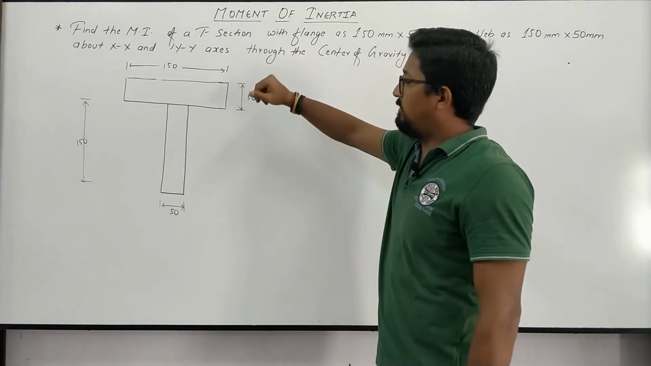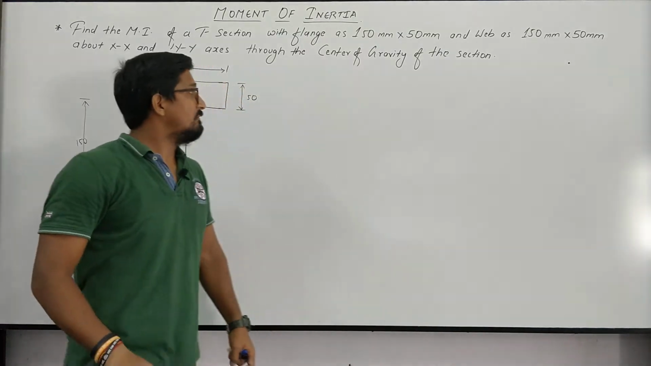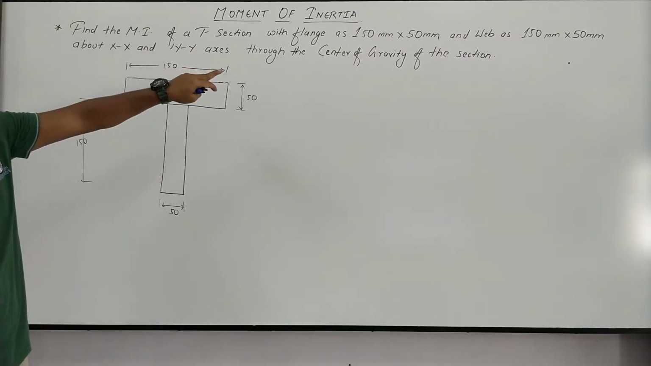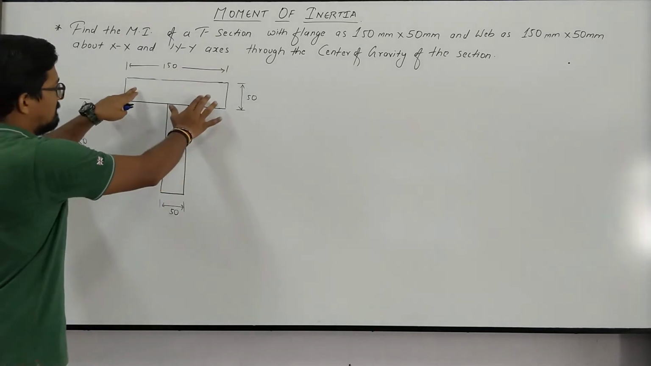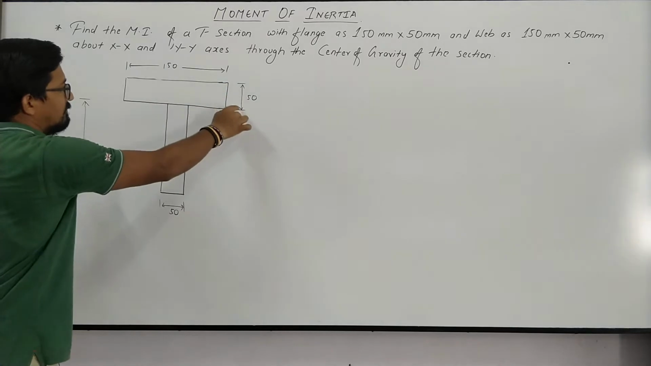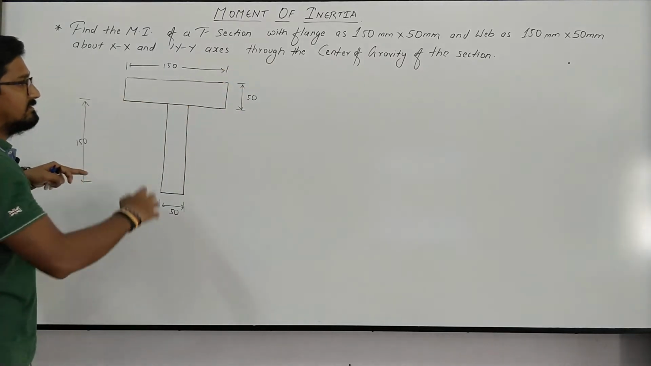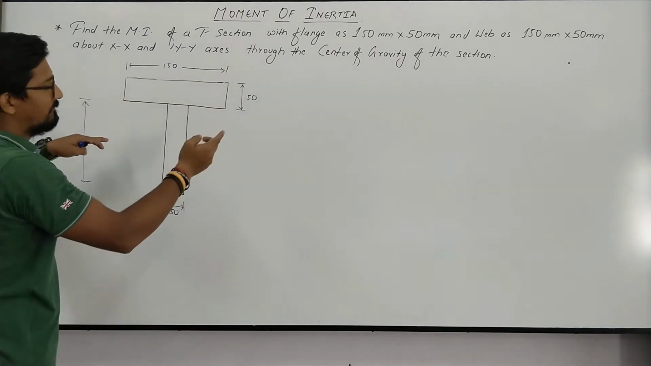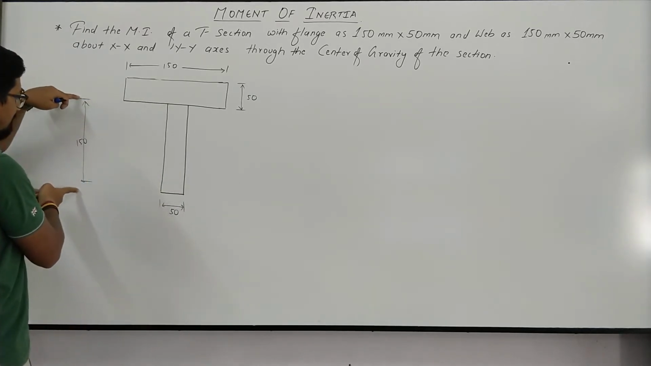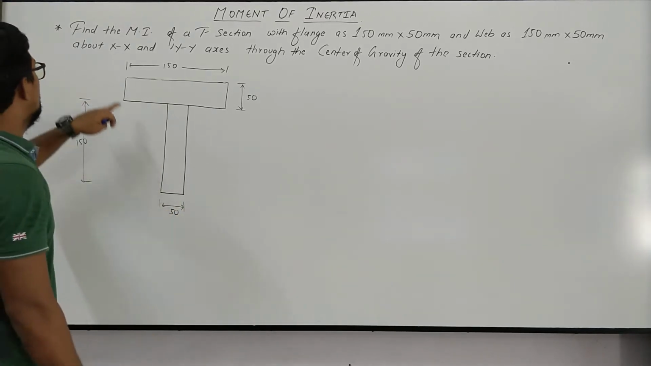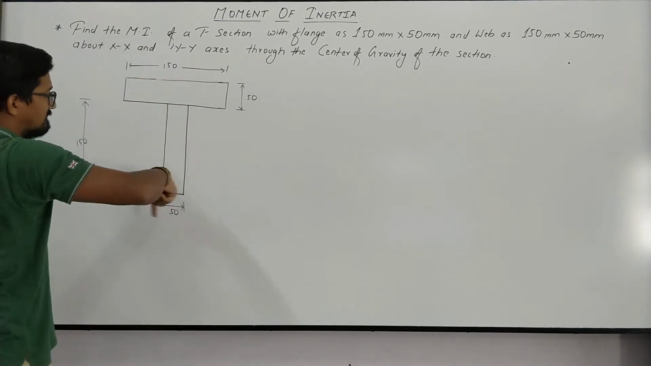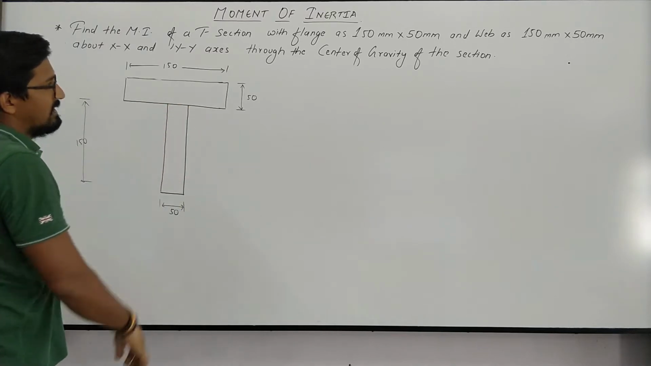So this is the problem: we have to find the moment of inertia of a T section with flange as 150 mm into 50 mm. This upper part is known as the flange, which is 150 mm into 50 mm, and the web is also 150 mm into 50 mm, the same size as the flange, about xx and yy axis. So we have to find the moment of inertia of this section about xx and yy axis, correct?